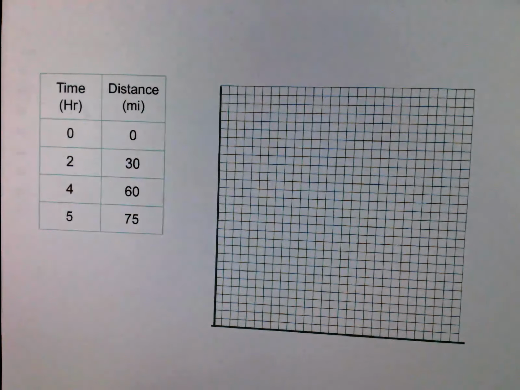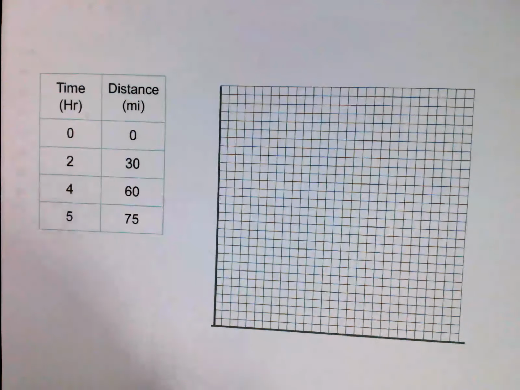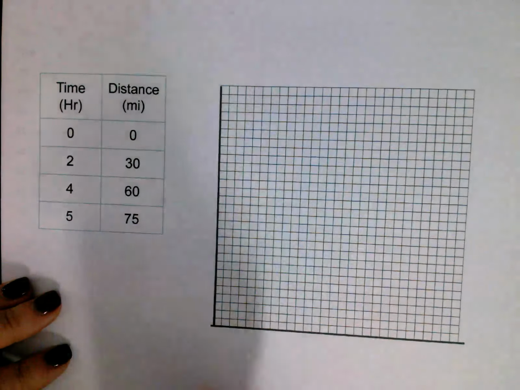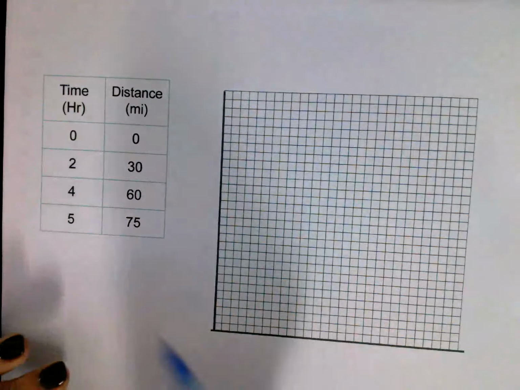This reminds me of Doctor Who, the information they gave us, but I just didn't give you a story. So, what we're going to do is we're going to start with the table.